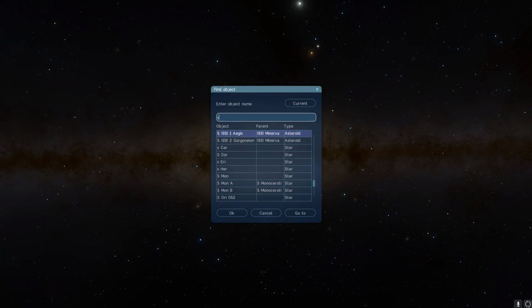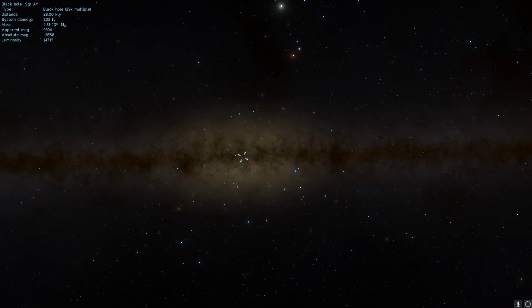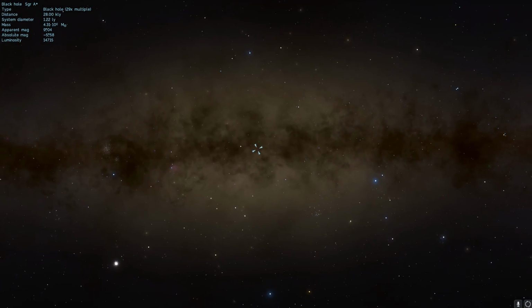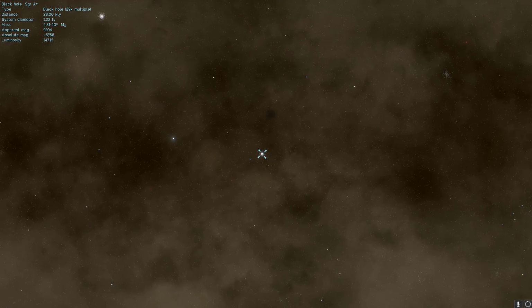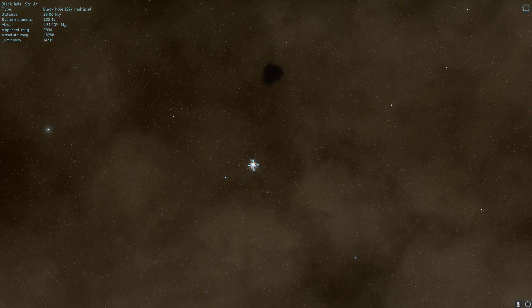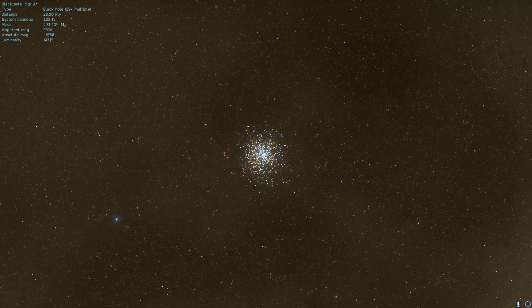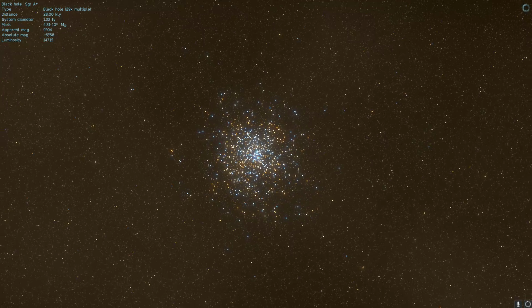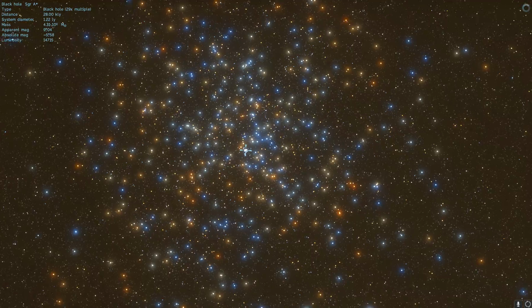If you type Sagittarius A in Space Engine, you'll see that right in the middle of the Milky Way there is something unusual going on. As a matter of fact, you can even see what's happening there if you zoom in close enough. This is how the scientists discovered that there was a central black hole in our galaxy, because they saw the unusual motion of stars.